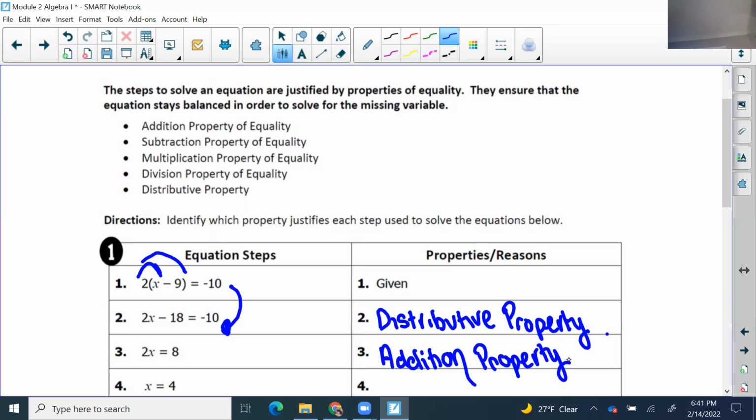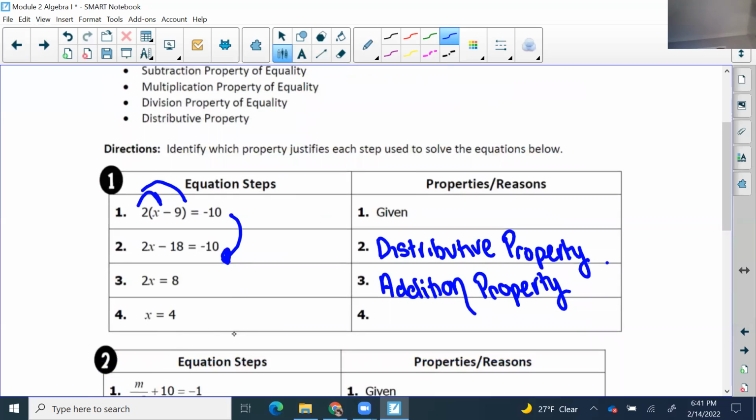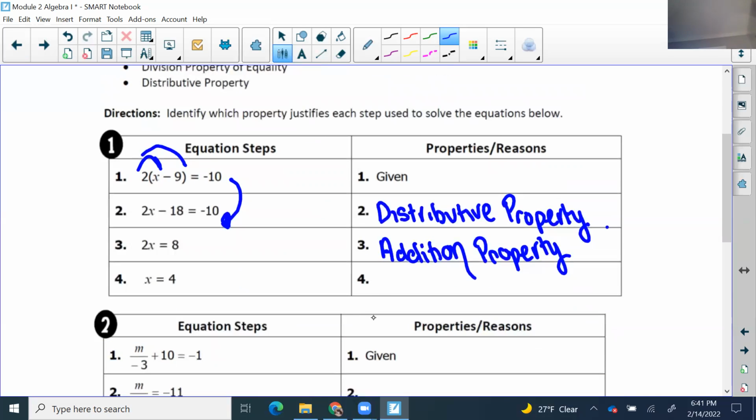And then finally, the last step I did to solve for x when 2x is equal to 8 was divide both sides of the equation by 2. So that is the division property.